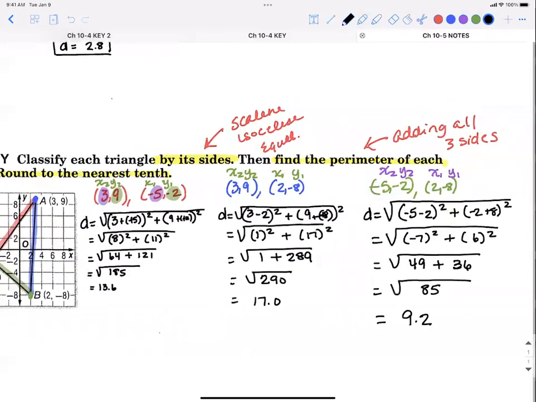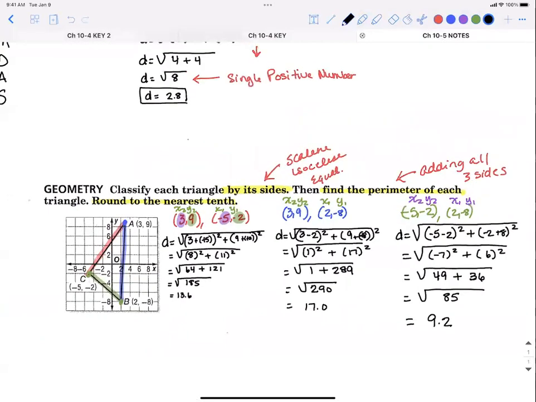9.2. And again, should this make sense? Was green my shortest line in my graph? It was. So first of all, let's classify this by sides. Is it scalene, isosceles, or equilateral? Scalene, because none of them are the same. And what's the perimeter? Well, the perimeter equals 13.6 plus 17.0 plus 9.2, which equals, what is it? 29.8. Okay, there we go. There's our perimeter.